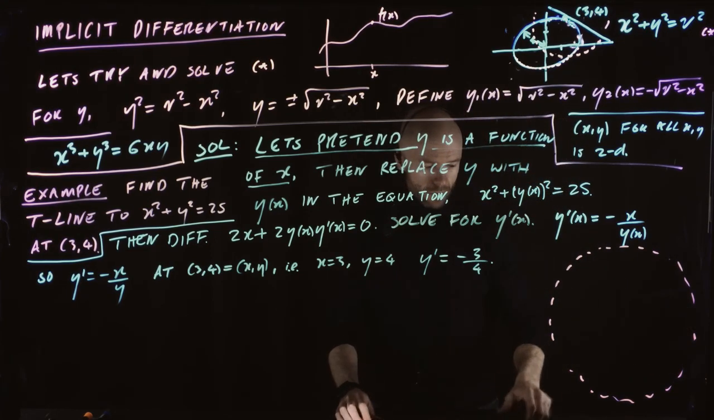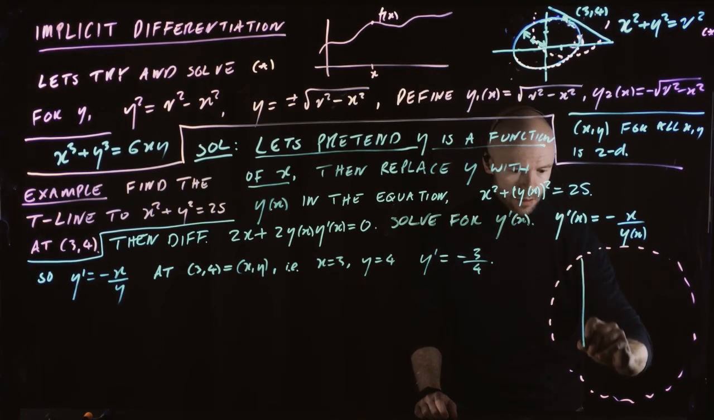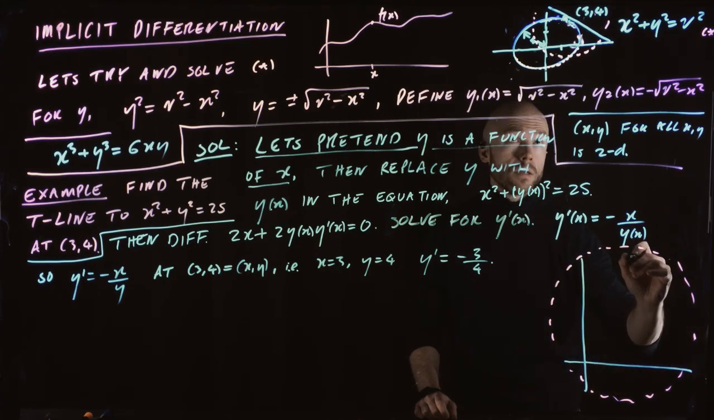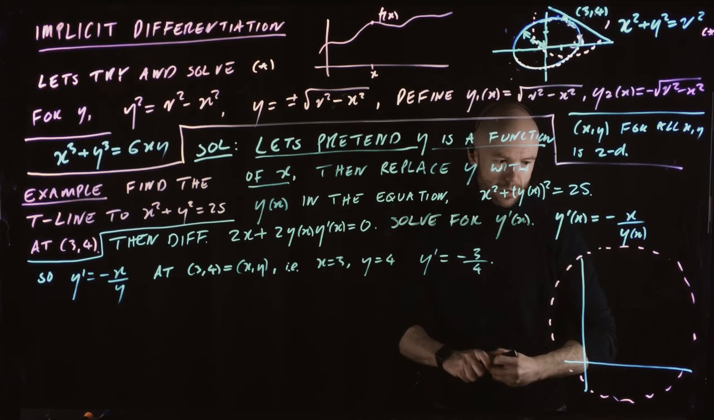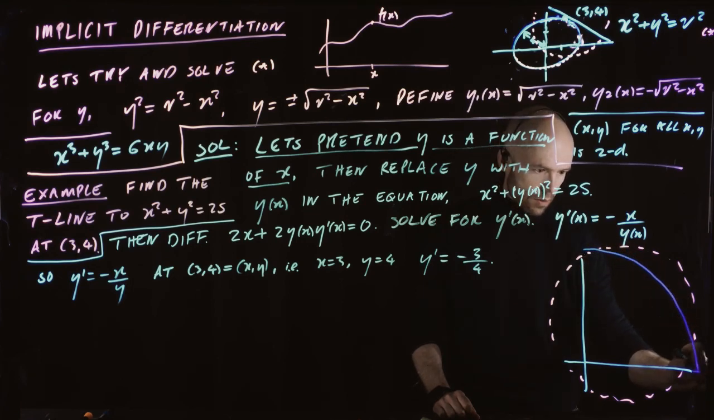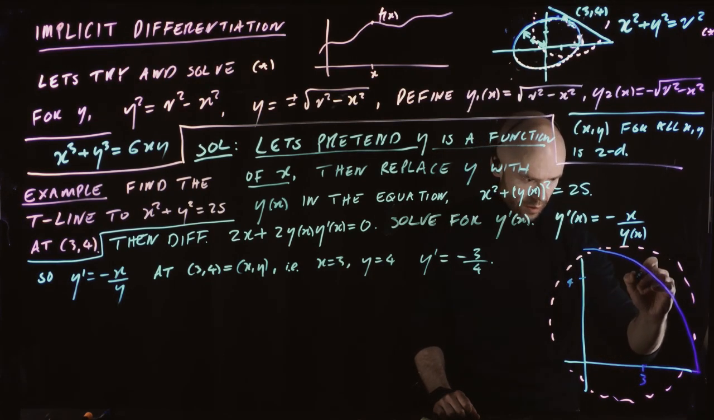Okay. What do I have? I have something like this, and circle it like this. Right? And we're at 3, 4. So say this is 3 and this is 4. So we are here, 3, 4.